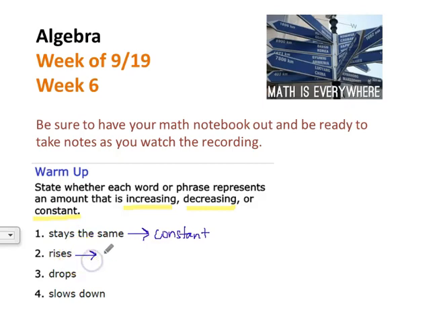So rising is another way to say increasing. Drops or falling, those are other ways of saying decreasing. And slows down, that also represents decreasing. The opposite of that would be speeding up. That would be increasing. So just some words that can be represented with other words. And knowing these keywords and what they represent is going to be helpful this week.